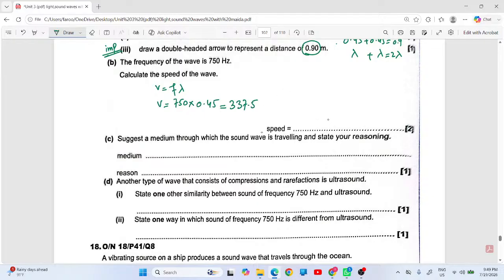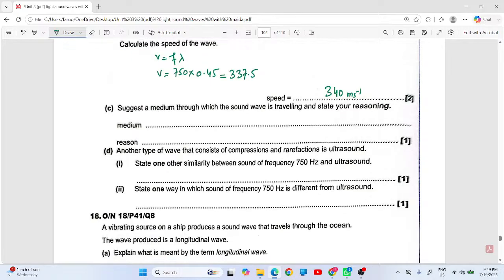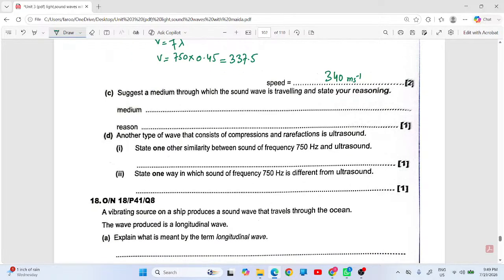So this is 40 meters per second. Next is: suggest a medium through which the sound wave is traveling and state your reason. Tell me, where does 40 occur? Air or liquid? Sir, air. It will be in air.